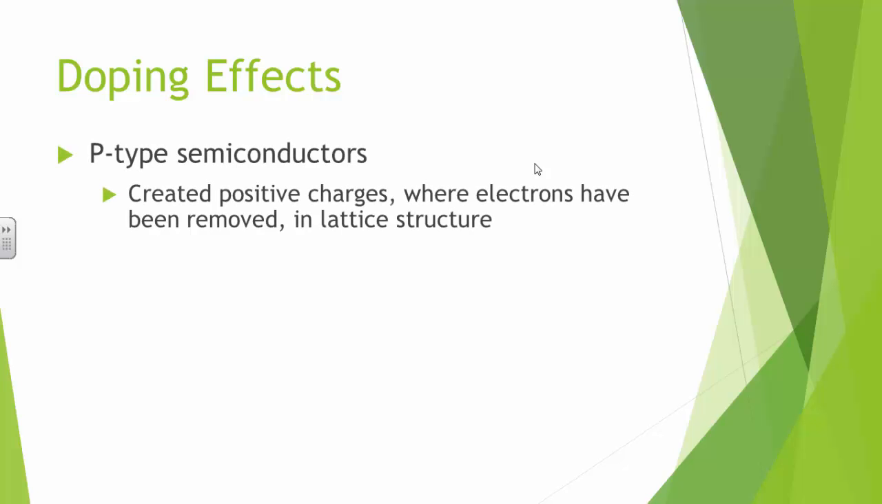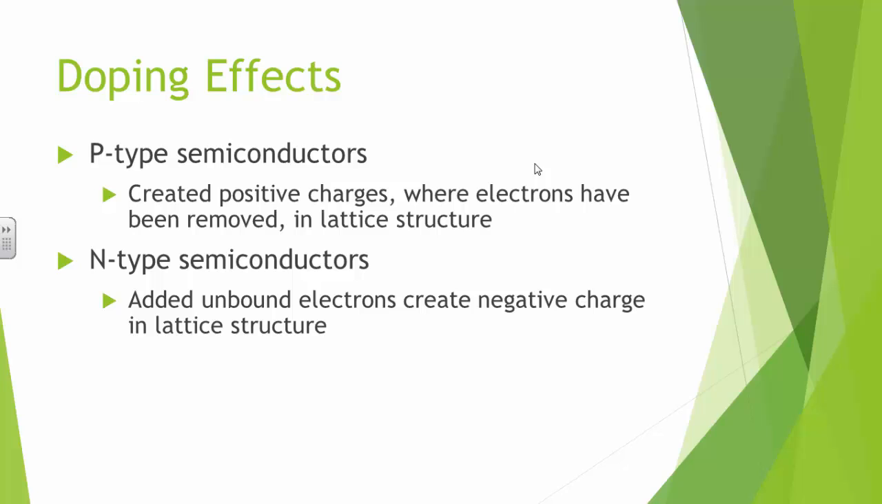So the effect of this doping: our positive semiconductors, our P-type semiconductors, have a few electrons removed from the lattice structure, and our N-type semiconductors have unbound electrons that have a negative charge in the lattice structure. You might remember this is closely related to the way electricity is conducted in metals.